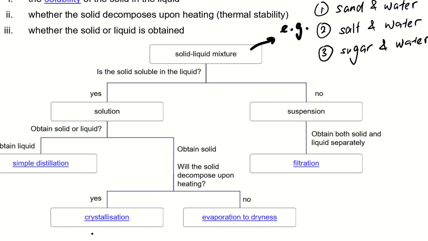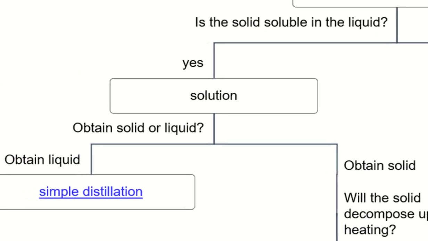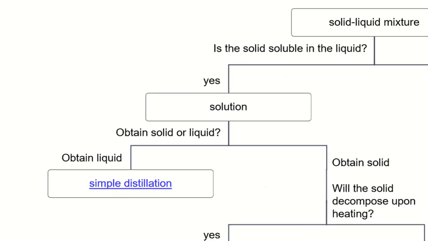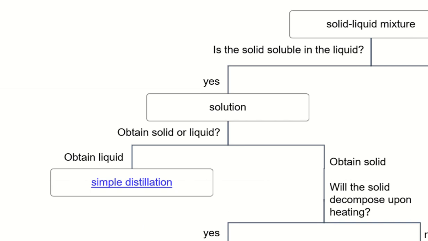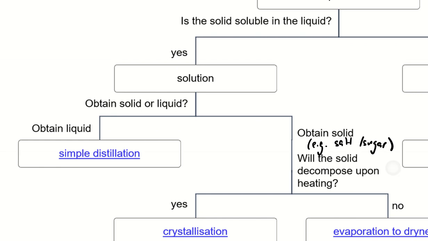And now let's look at the other two examples. I know that salt is soluble in water, sugar is also soluble in water. So since they are soluble in water, I can look at the flowchart on the left side, because once these two solids dissolve in water, it will form a solution. And if I want to obtain the solid, meaning if I want to obtain salt or sugar, what do I do? I need to ask myself another question.